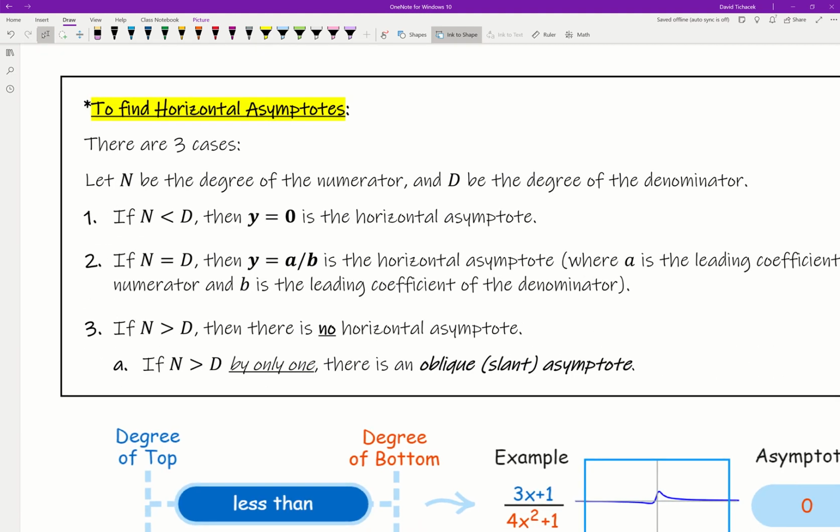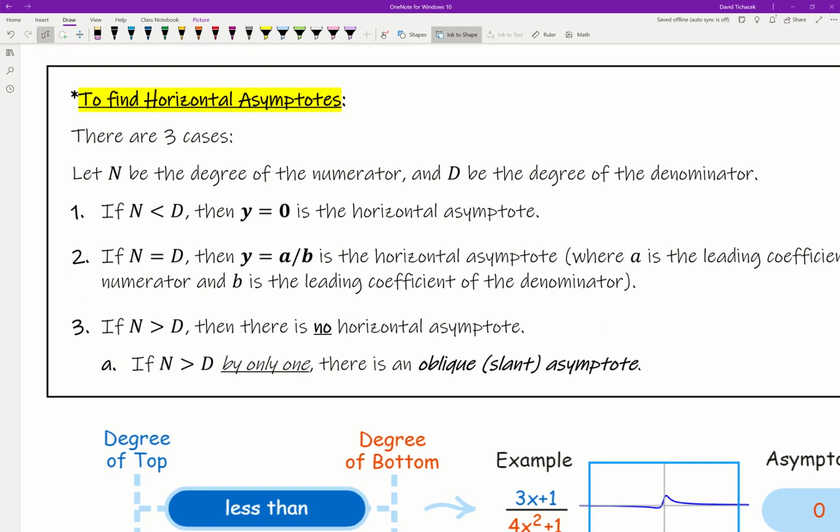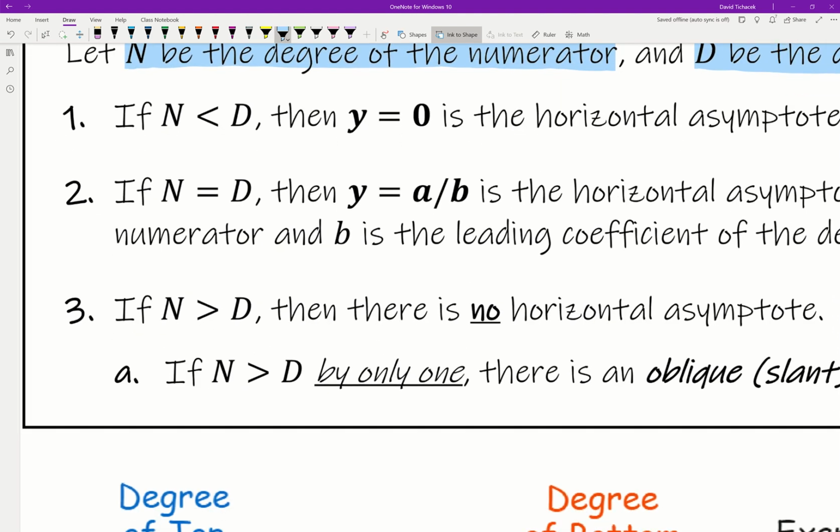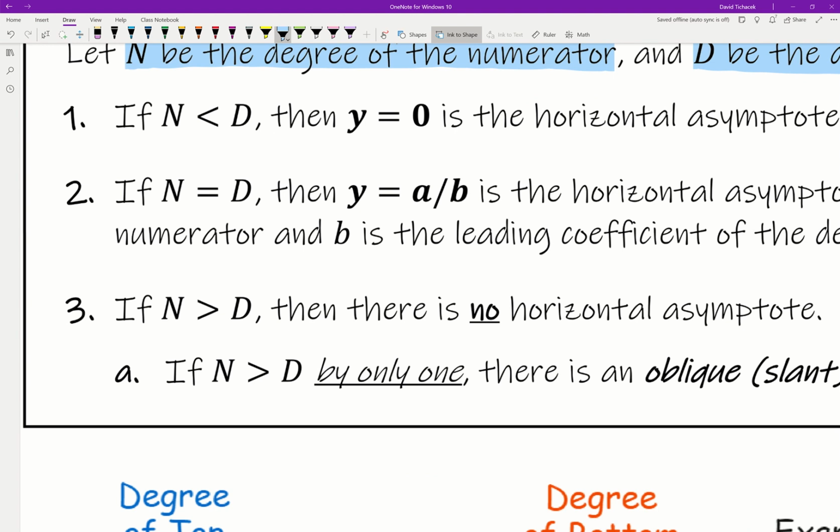To find horizontal asymptotes is a little bit more of a pain because we have to split this up into cases, okay? And those cases depend on what the degree of the numerator is, we're going to call that capital N, and what the degree of the denominator is, okay? So again, we've been talking about the degree of the numerator and denominator here for a bit, and basically what we need to be able to do is pick them out so that we can compare them, okay? So it turns out that we split this up into these 3 cases.